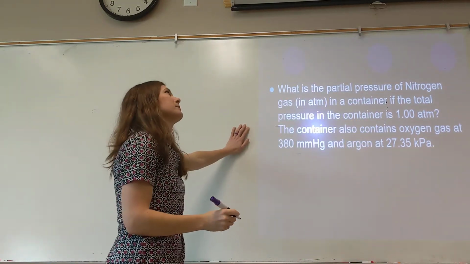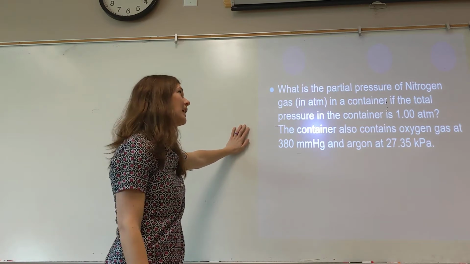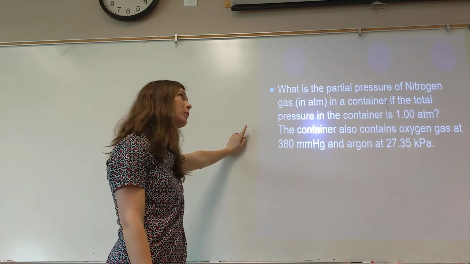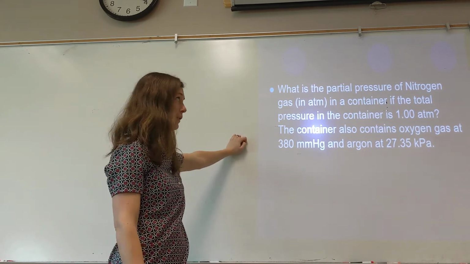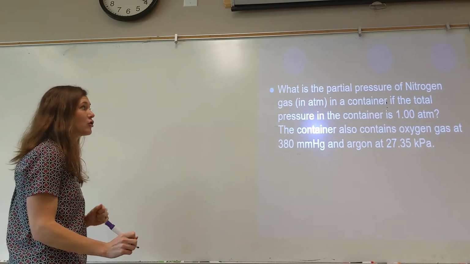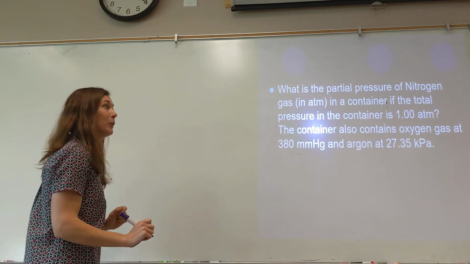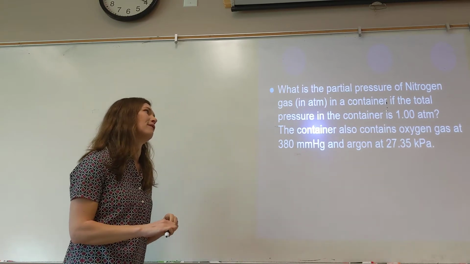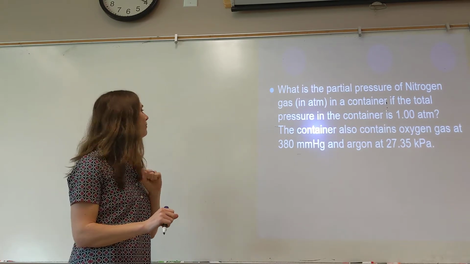So our last problem says, what is the partial pressure of nitrogen gas in atmospheres in a container if the total pressure of the container is 1 atmosphere? All right. The container also contains oxygen gas at 380 millimeters of mercury, argon at 27.35 kPa.